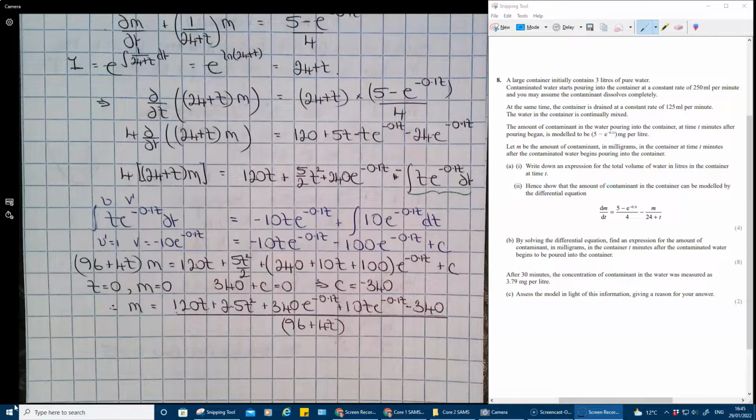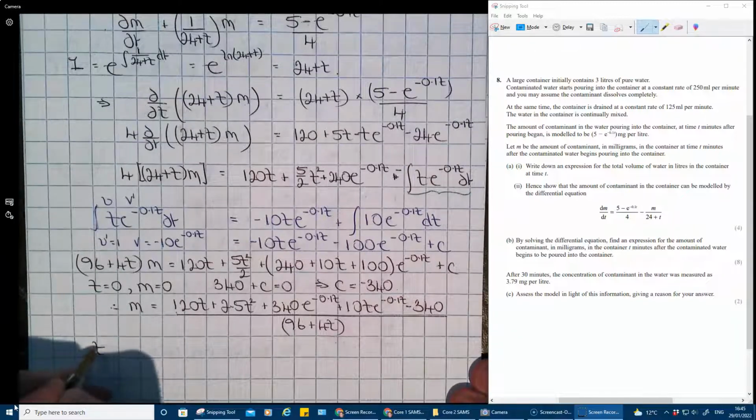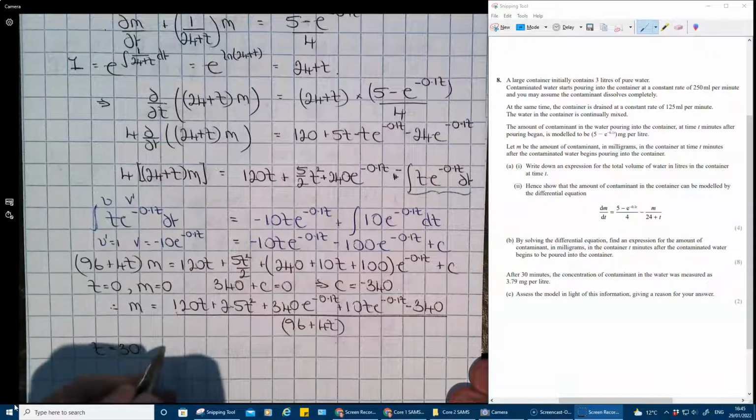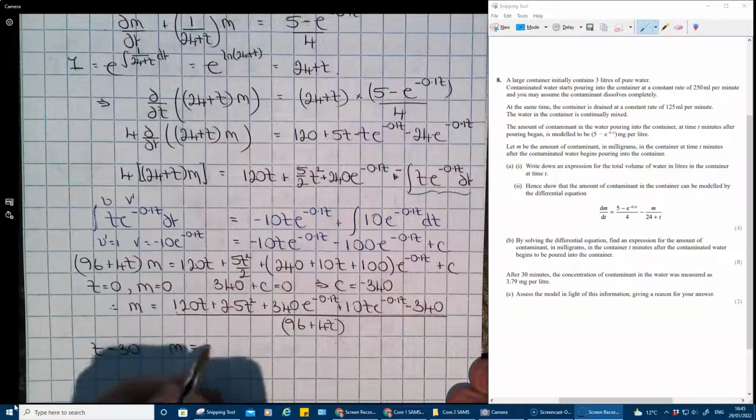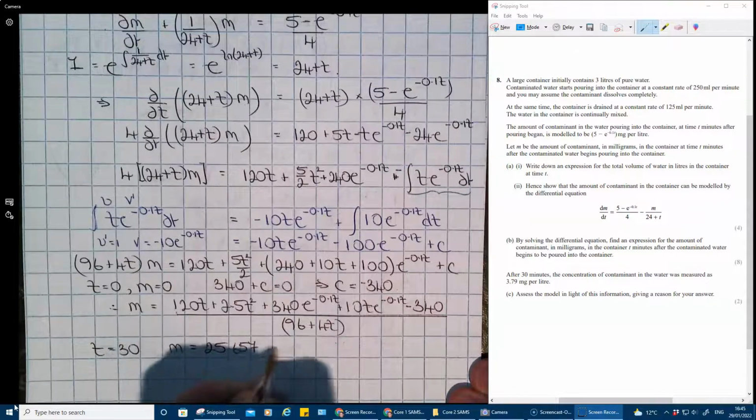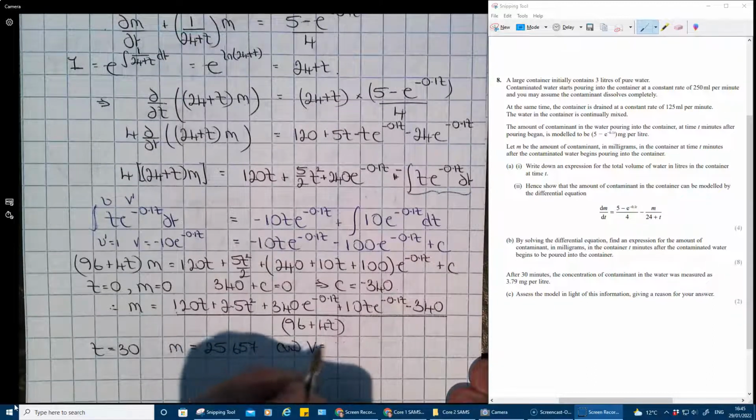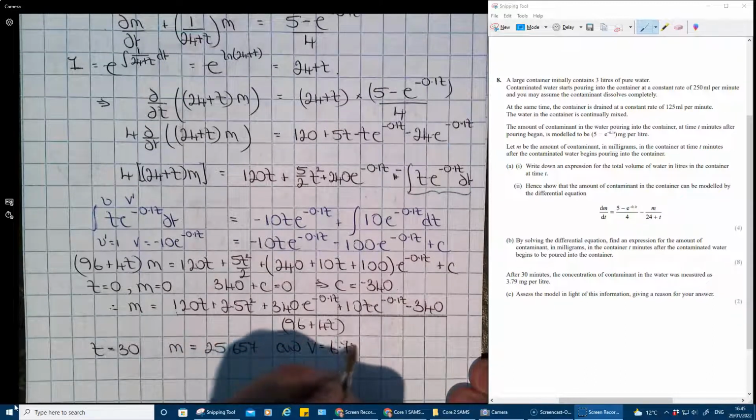Okay, and then it says after 30 minutes the concentration was measured as that. How does the model stack up? So t equals 30. We plug that in, we get m equals 25.657, and we get the volume equals 6.75.